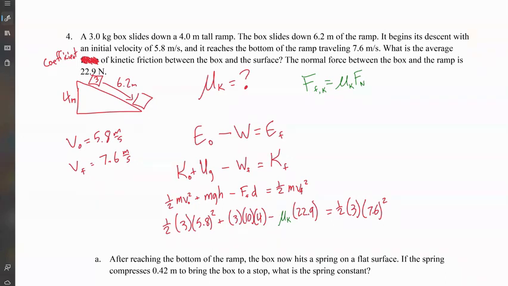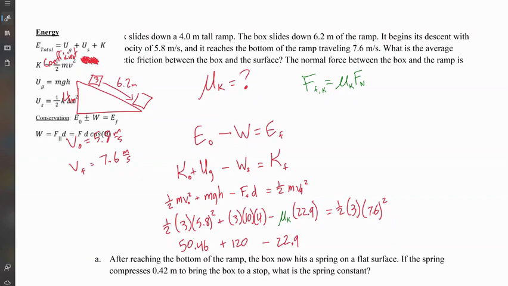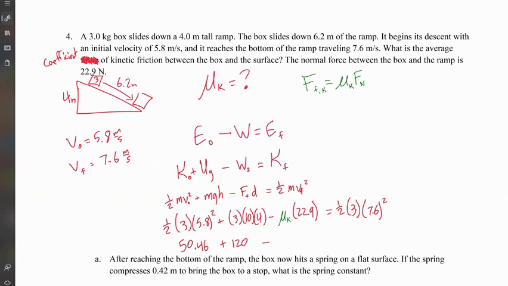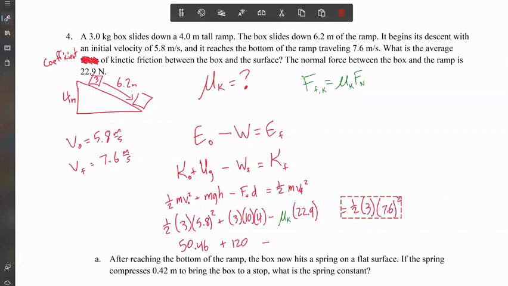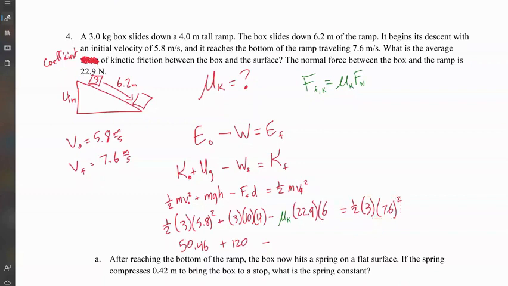All right, let's do some multiplication here. 5.8 squared. First one, I get 50.46 plus 120 minus 22.9. Oh, I forgot the displacement here. I apologize. So in that displacement, sorry, pen's not wanting to work for me. There we go. Our displacement down the ramp, it travels down 6.2 meters of that ramp.